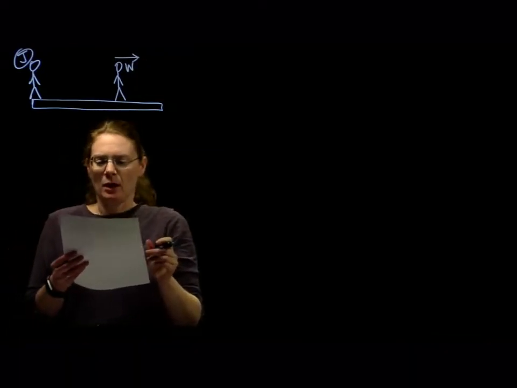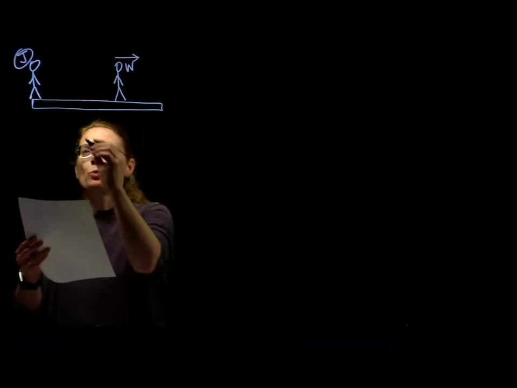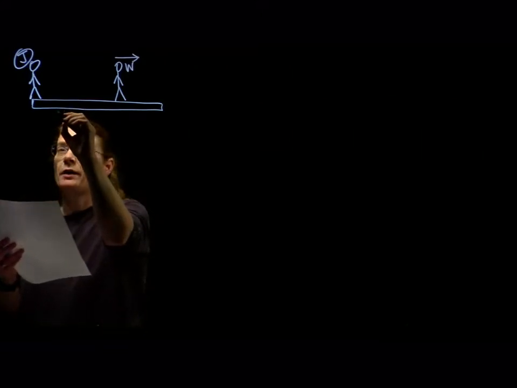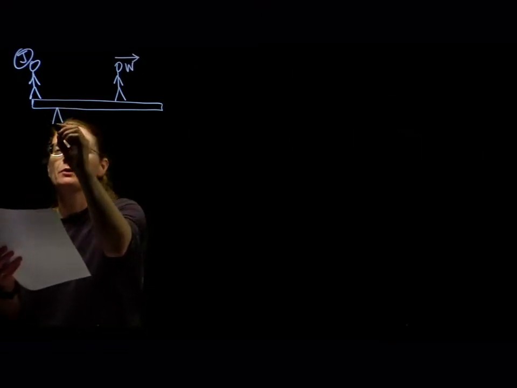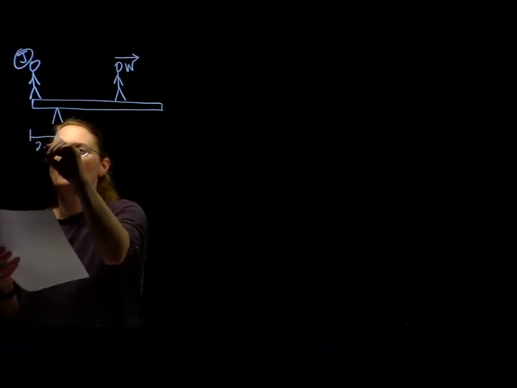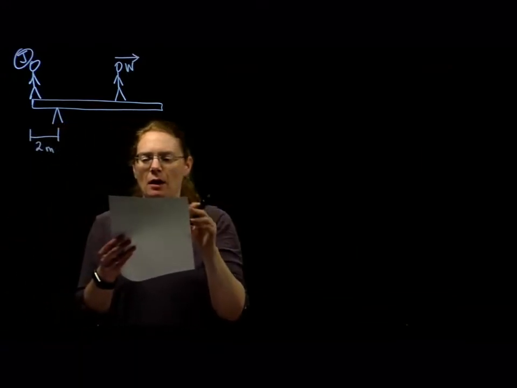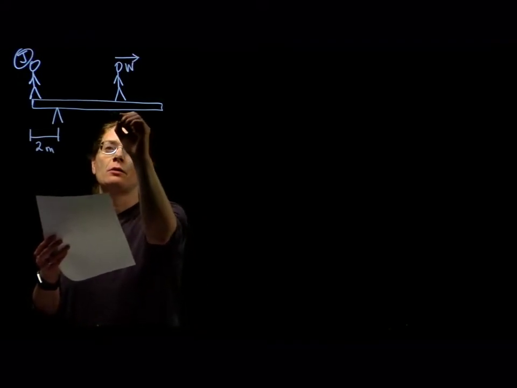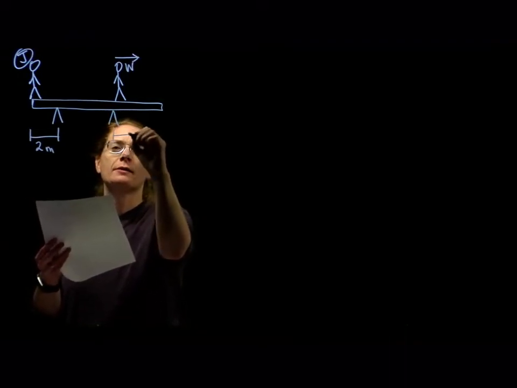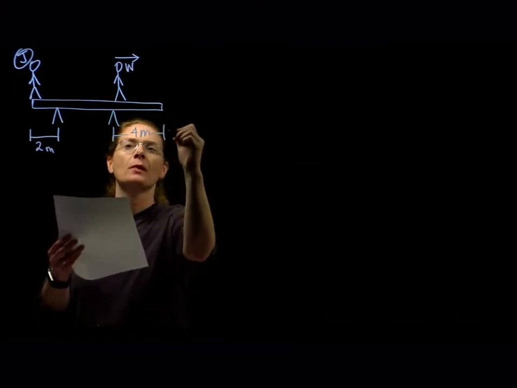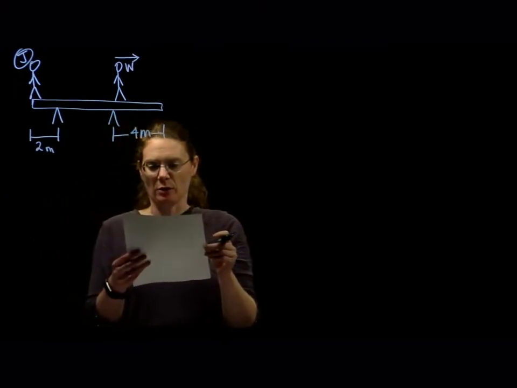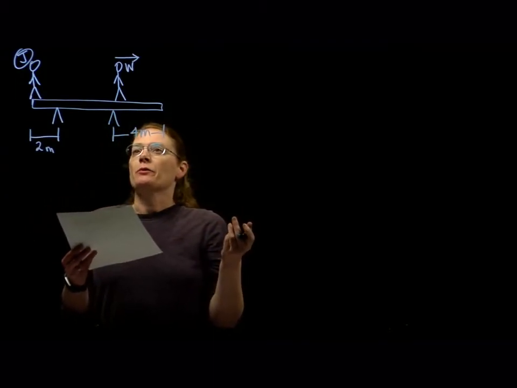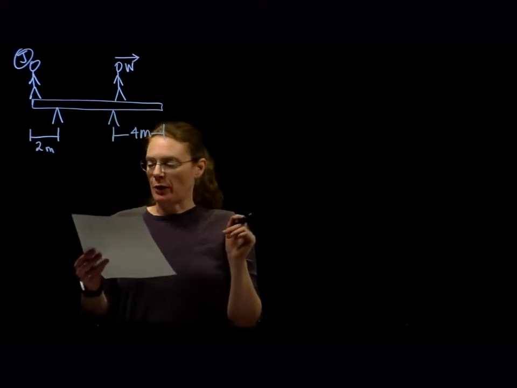And let's see. The plank has two supports. One is 2 meters from the left-hand end. So there's a support, and this here is 2 meters. And the other is 4 meters from the right end. So like somewhere around here, where that distance is 4 meters. All right, what else do we know? Well, I guess that's our picture. We have two people standing on a plank with two supports.